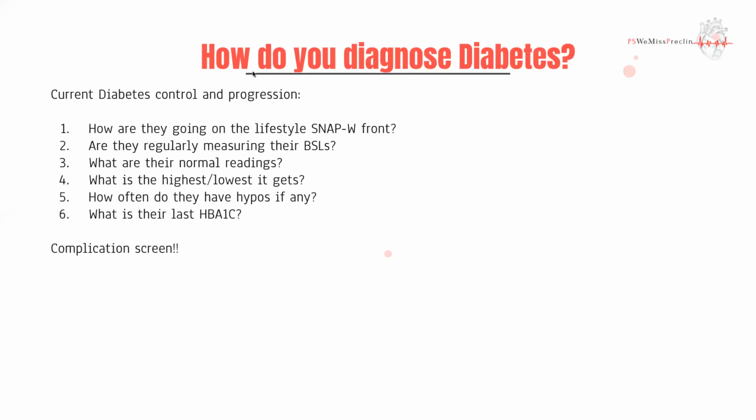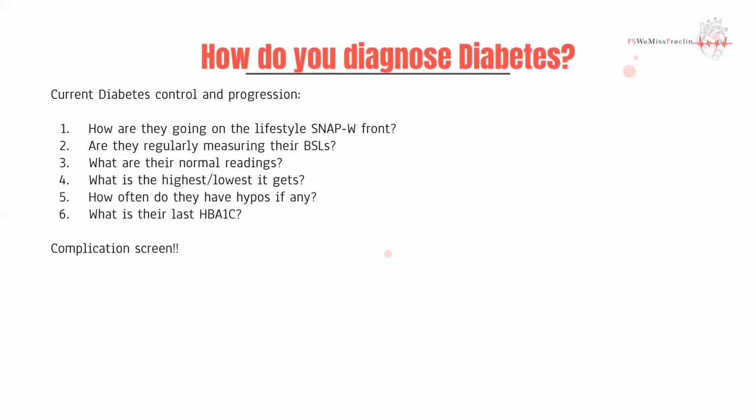So now going on to their diabetes control and progression. A few questions that you could ask: how are they going with their lifestyle SNAP-W? SNAP-W is a really good acronym for lifestyle changes and recommendations. It stands for smoking, nutrition, alcohol, physical activity, and weight. So those are all areas you would like to stress on.